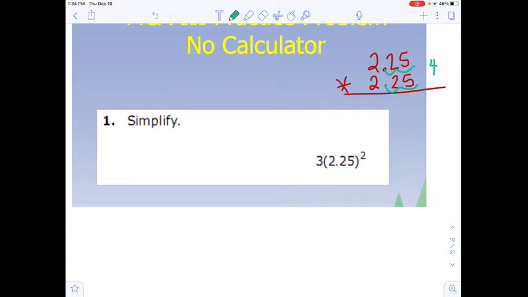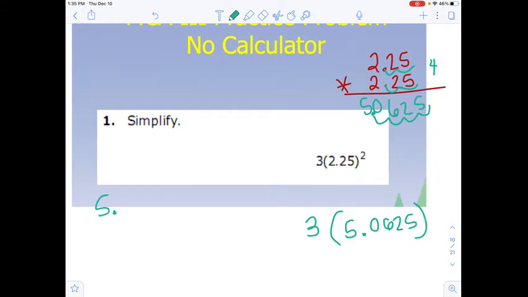225 times 225. And hopefully you can pause this and get it on your own. But you should get an answer of 50,625. And then we have to bring the decimal back 4 places. So it would be 5.0625. And then we have to multiply that by 3. So we take 5 and 625 ten-thousandths times 3.